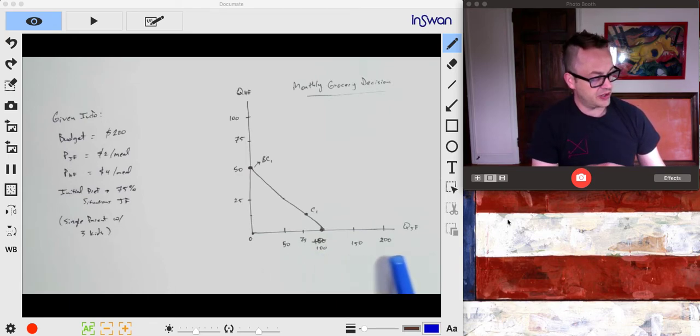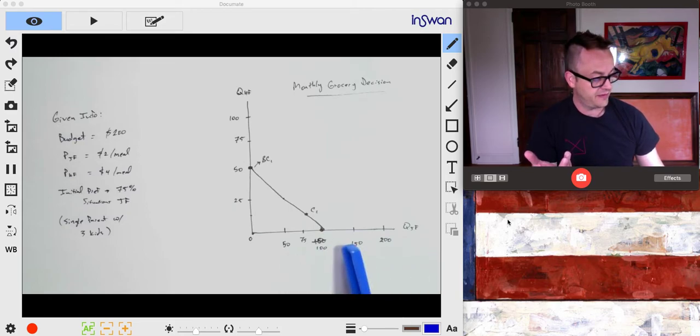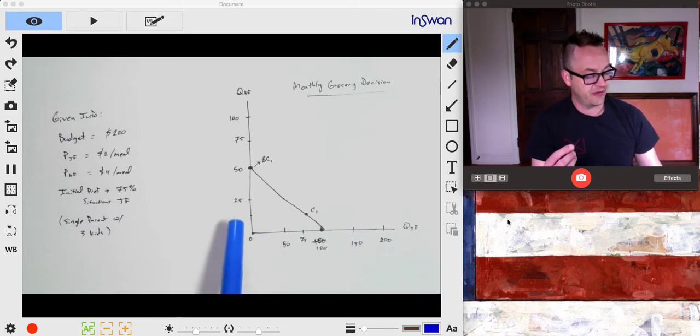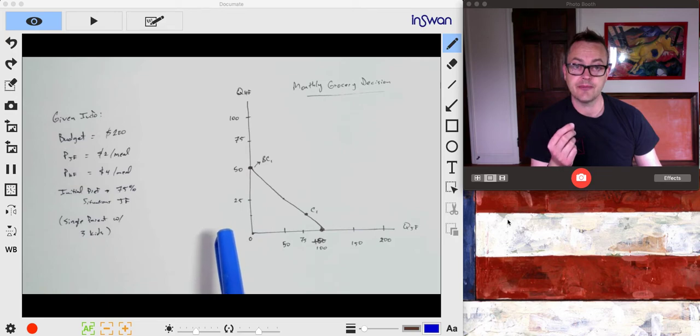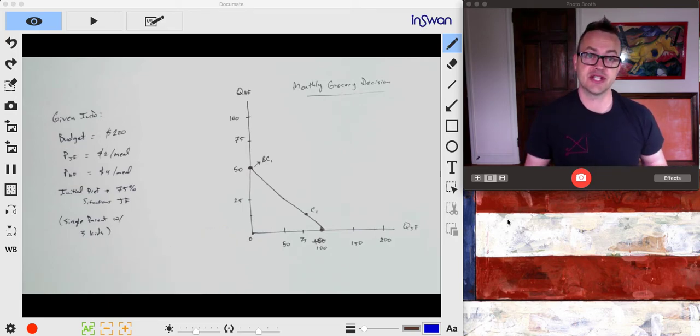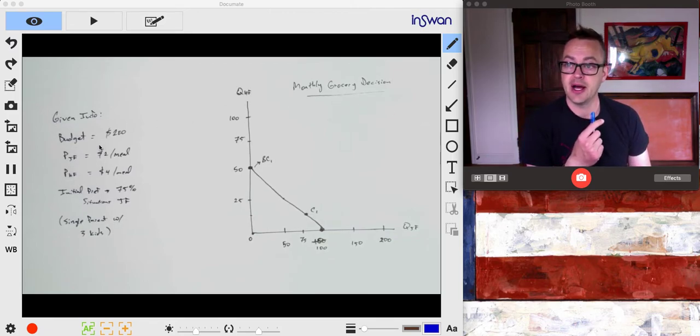So moving along here to the right indicates more meals that I'm going to have for junk food for the month, 50, 100, etc. Moving up this graph indicates I'm going to be having more healthy food meals. Okay, so to set up this model, we have to have some information.